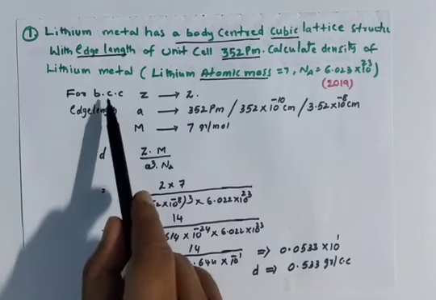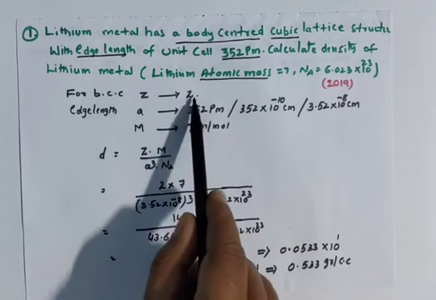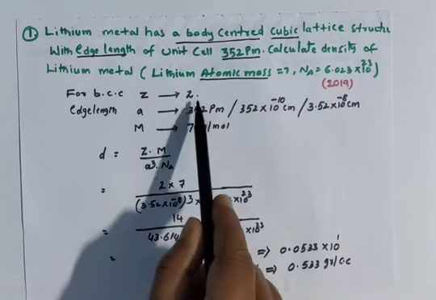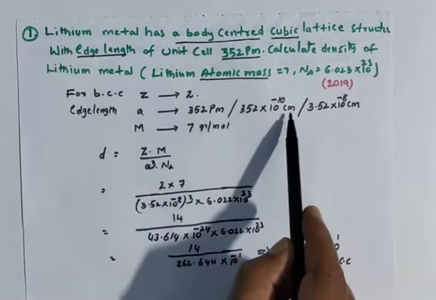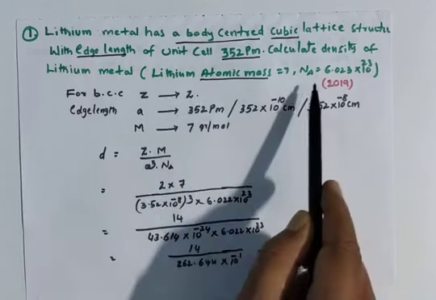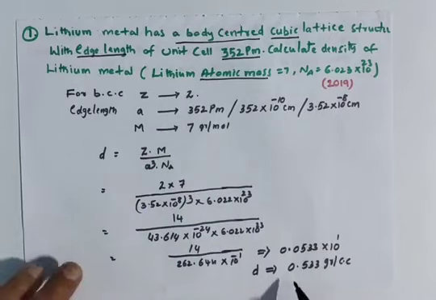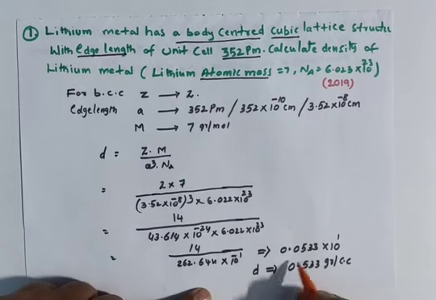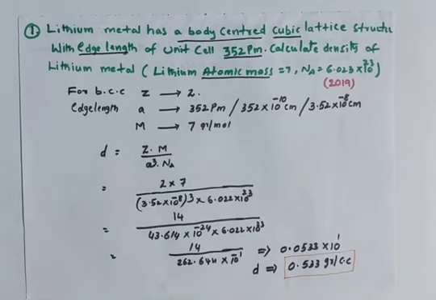So simply you have to identify what type of crystal is given. BCC gives Z value 2, FCC gives Z value 4. Edge length, picometer or nanometer they will give, and immediately you have to convert into centimeter. Mass they will give, and the Avogadro number you know very well, that also they will mention. So the answer is 0.533 gram per centimeter cubed. Like this, a very simple problem you can solve.